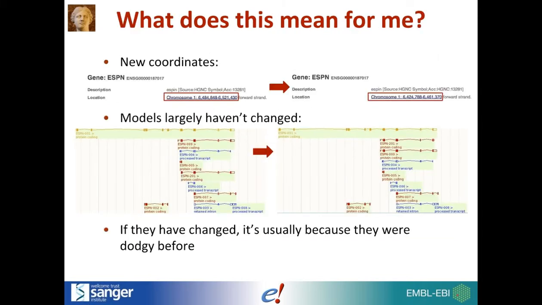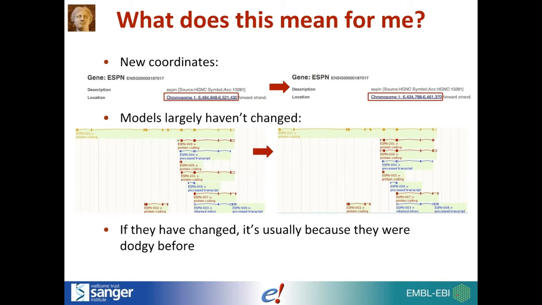So what does this mean for the average user? The first thing is that the coordinate systems all change, so any gene that you'll be looking at will have a new set of coordinates. However, within those coordinates, the models mostly have not changed. If they have changed, there's probably a reason for it. Quite often there was something wrong with it before, and the new assembly has fixed what was wrong there, and that's why the model has changed.